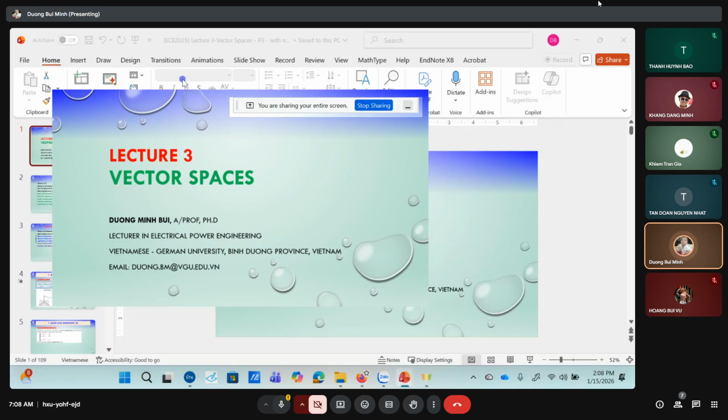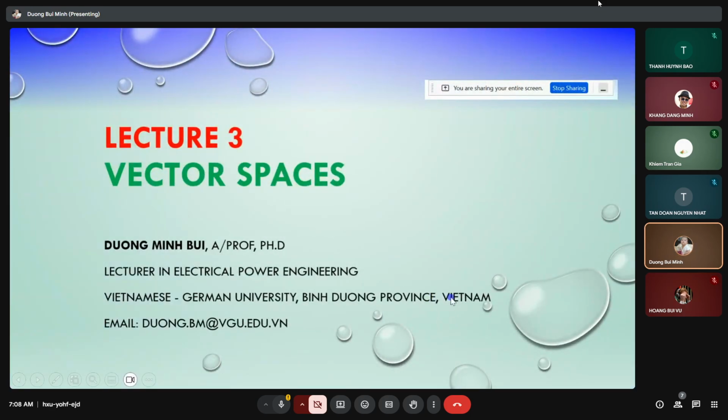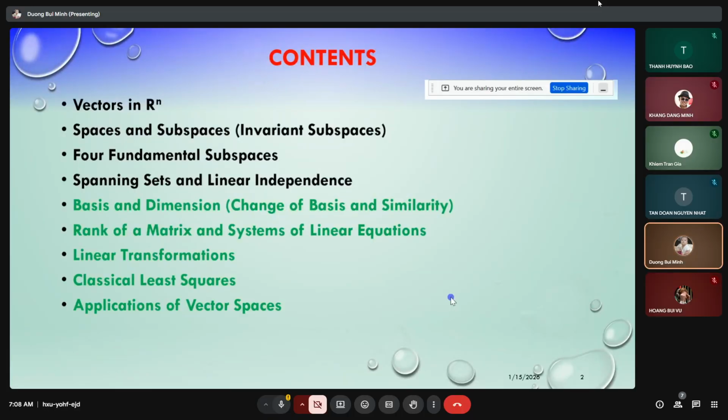Now we study lecture 3, part 3. We will discuss the basis and dimensions of the matrix, the rank of the matrix, and linear transformation. We discussed linear transformations a little bit. Least squares we studied before, so we skip it. And applications of vector space. So there are 4 sessions in lecture 3, part 3.